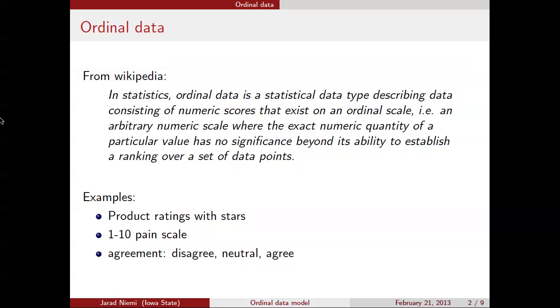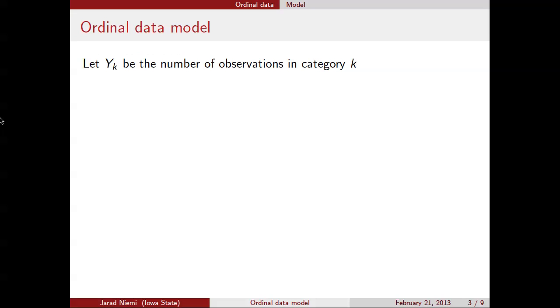Okay, so now we're going to build a model for this ordinal data. Let y_k be the number of observations that you have in category k. The whole time today I'm going to be thinking about this example of Amazon product ratings in terms of 1 to 5 stars. So y_1 is just the number of 1-star ratings for a particular product. y_5 is the number of 5-star ratings. So we can model this as having a multinomial distribution.